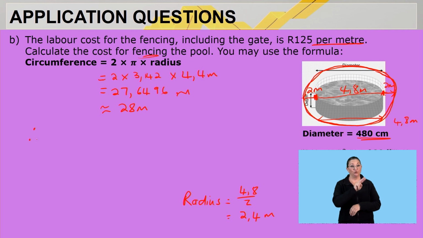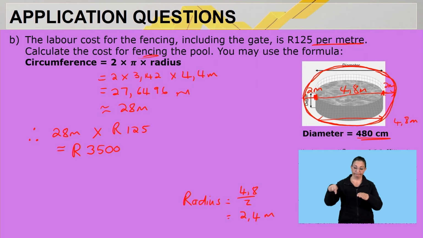So therefore, I'll take the 28 meters and I multiply it by the cost per meter, the 125 Rand per meter. So let's see what we'll get. 28 multiplied by 125. So in order for us to fence the swimming pool, we will have to pay 3,500 Rand. Okay, so I took my circumference, the 28 meters, I multiplied it by the cost per meter, and I've ended with an answer of 3,500 Rand.